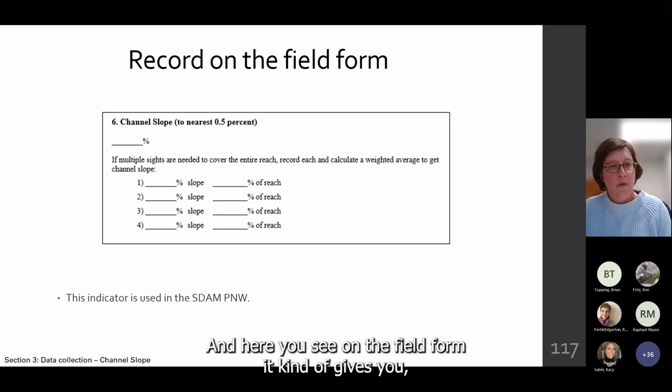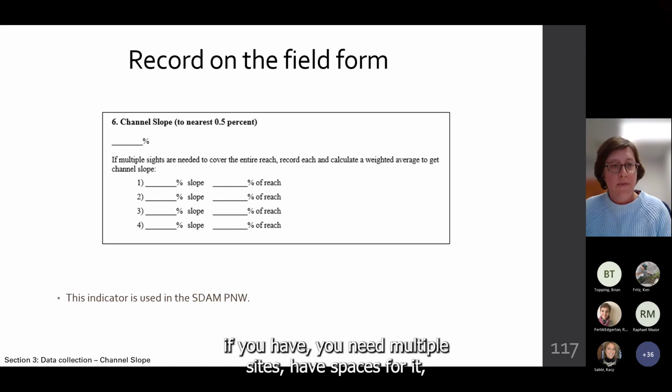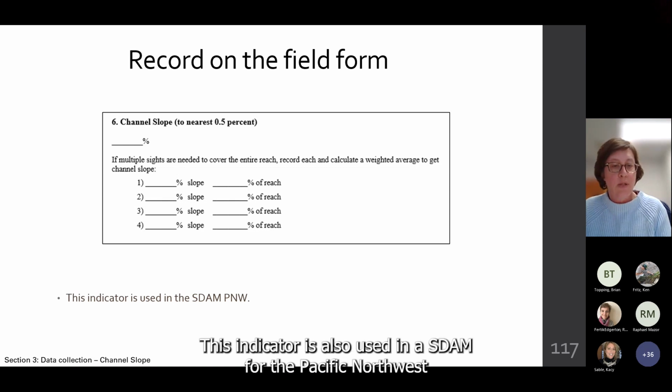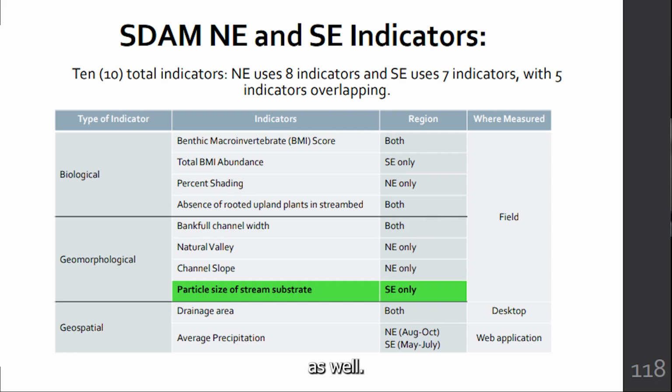And here you see on the field form, if you need multiple sites, you have spaces for it, and you would record it to the nearest 0.5%. This indicator is used in the SDAM for the Pacific Northwest as well.